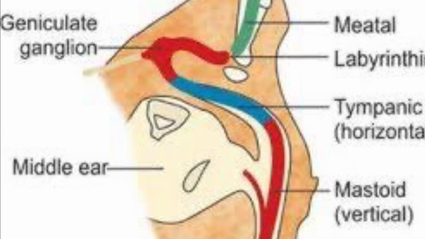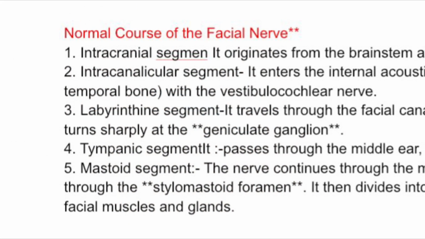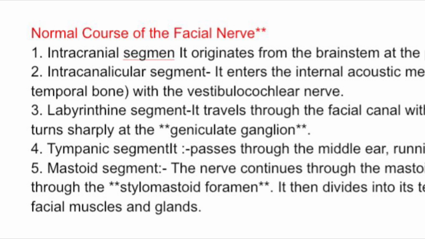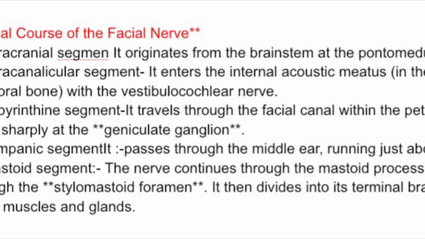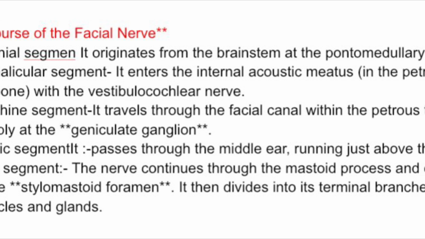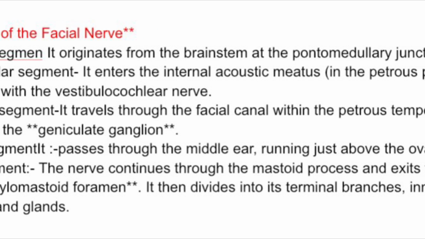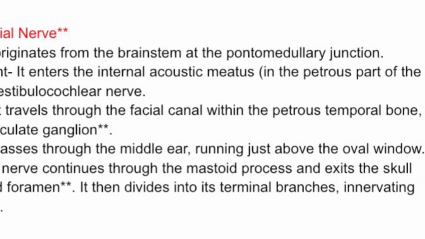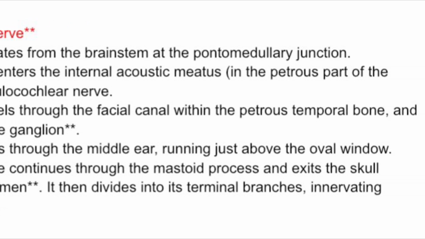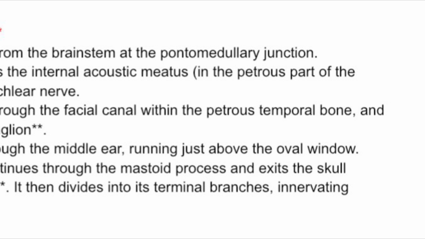First, the intracranial segment originates from the brainstem at the pontomedullary junction. Next, the intracondylicular segment enters the internal acoustic meatus in the petrous part of the temporal bone, traveling alongside the vestibulocochlear nerve. Third is the labyrinthine segment, where the nerve takes a sharp turn at the geniculate ganglion.